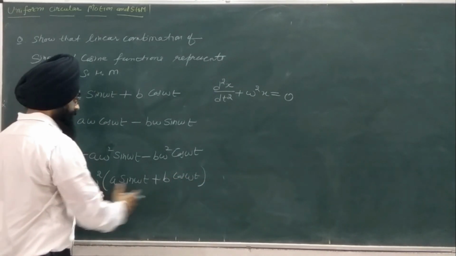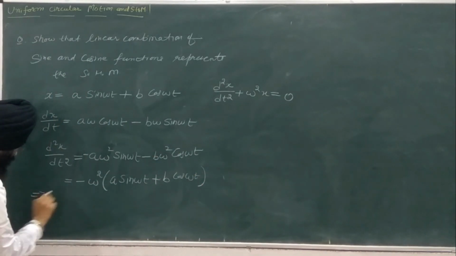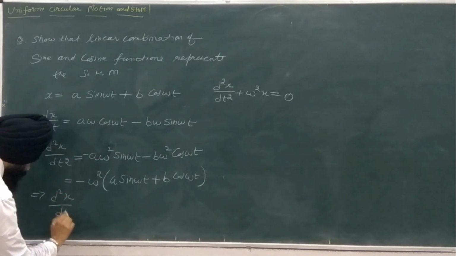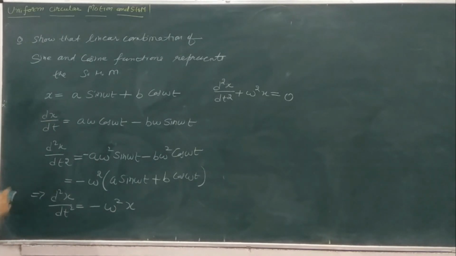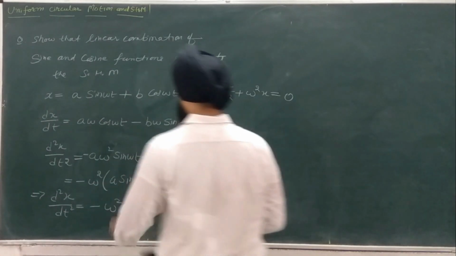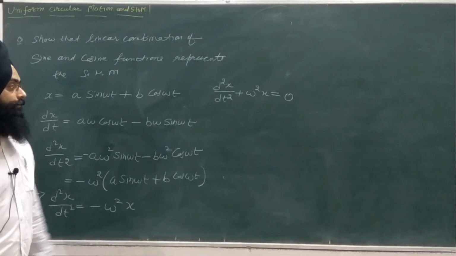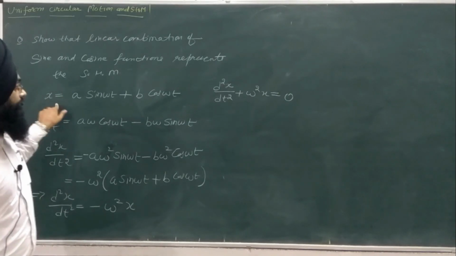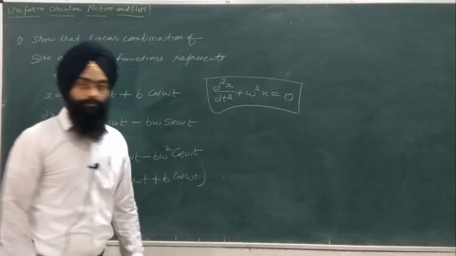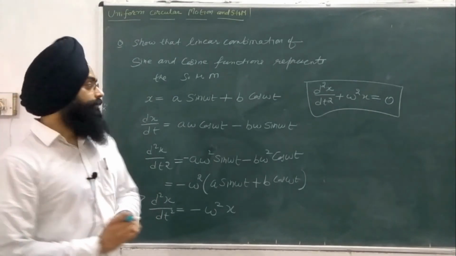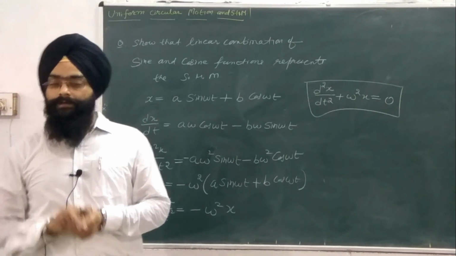The function in this bracket is equal to the value x here. So we can write d square x upon dt square is equal to minus omega square x. Or we can write d square x upon dt square plus omega square x is equal to 0. So this displacement value completely satisfies the differential equation of simple harmonic motion. So we can say in conclusion that this displacement represents simple harmonic motion.